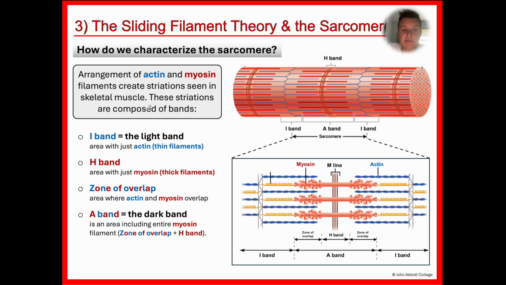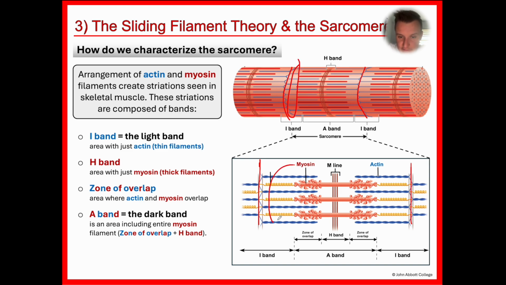So these striations, right, they're composed of different bands, okay? So let's go through the bands over here. Let's look at one sarcomere. One sarcomere is from this end to this end. So the sarcomere is really from here all the way to here, okay? That defines one. You should know what one sarcomere looks like. In one sarcomere, we have the I band, okay? So this is the light band, the area with just actin. Over here, do you see just the actin, right?